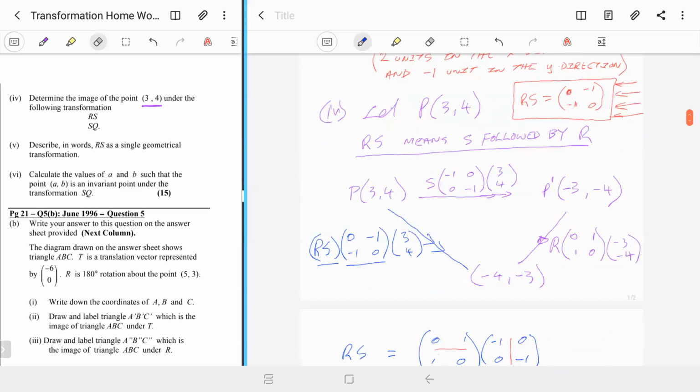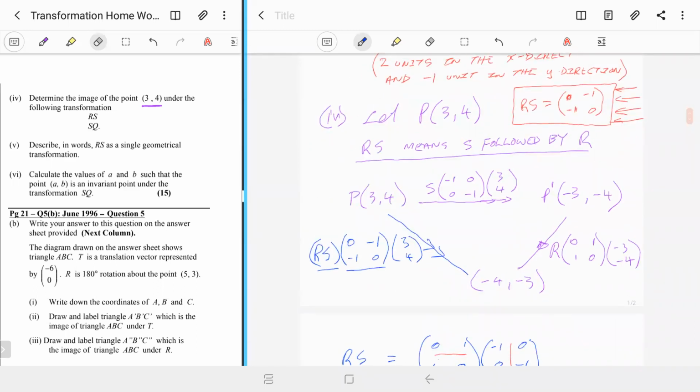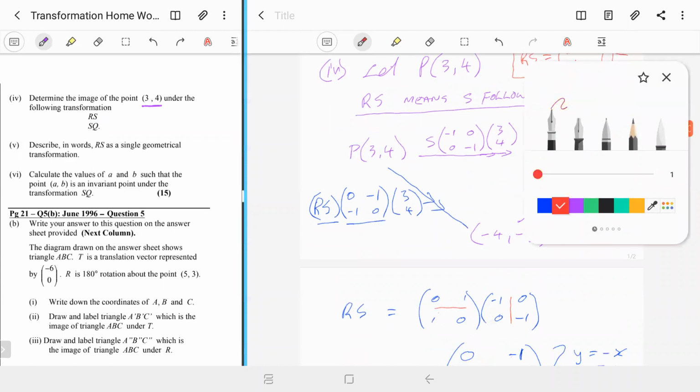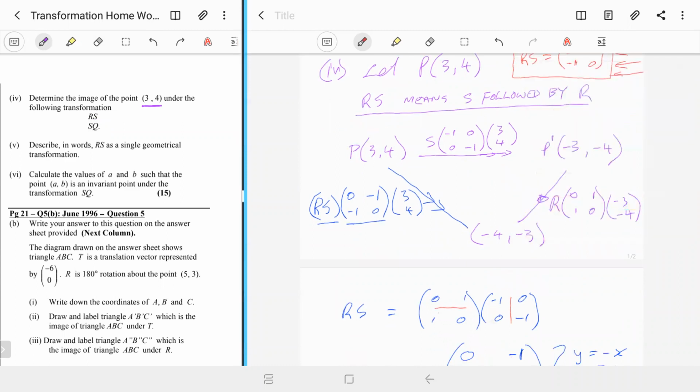Let's do the SQ. Time for the SQ now. So this is the answer. That's my answer for the RS. That's what I get under the RS, my answer. So this is like P double prime under the RS. P double prime under the RS, right? That's my answer on the RS.